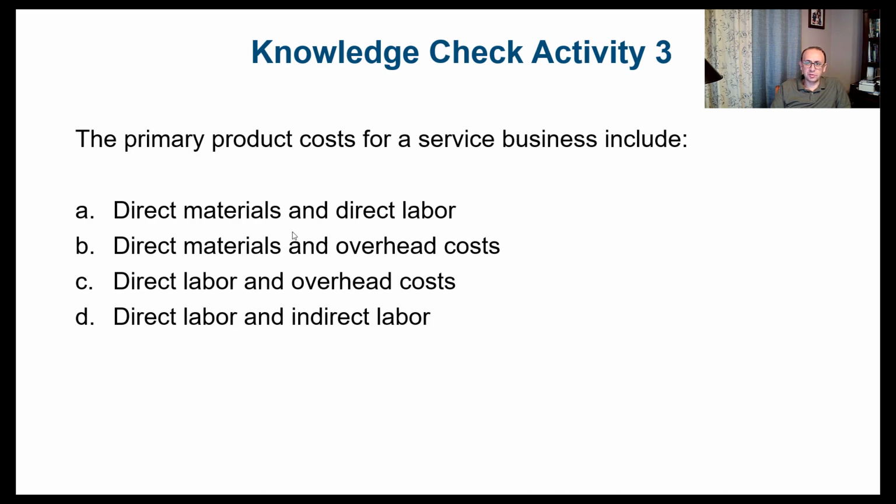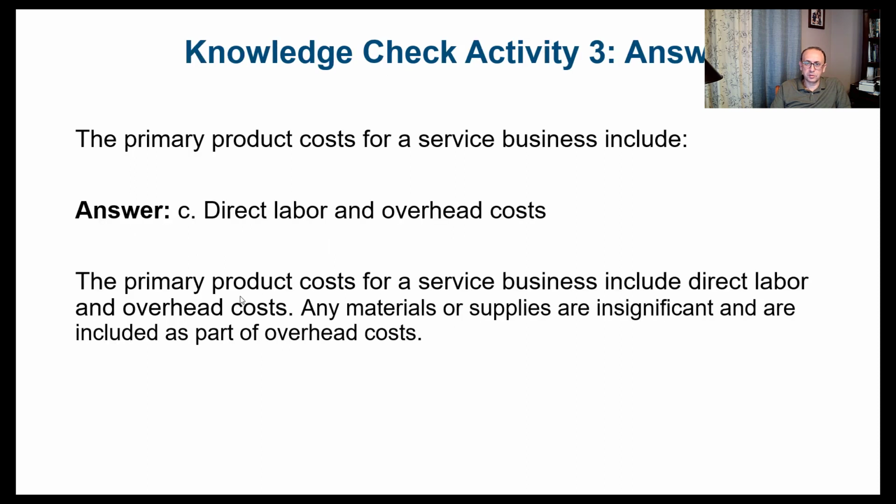So the first two answers are not correct. The third one, we have direct labor and overhead. I think this is tempting. Direct labor and indirect labor? No, indirect labor is not part of the primary product cost. So the correct answer is direct labor and overhead cost. The primary product costs for a service business include direct labor and overhead cost. Any materials or supplies are insignificant and are included as part of overhead costs.